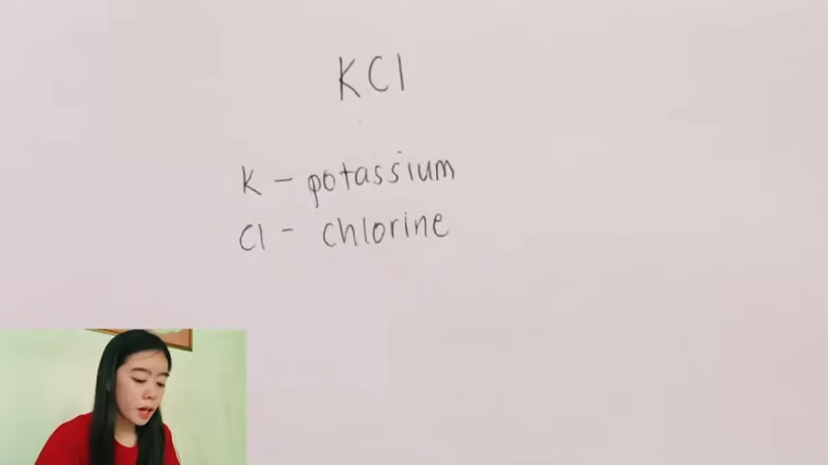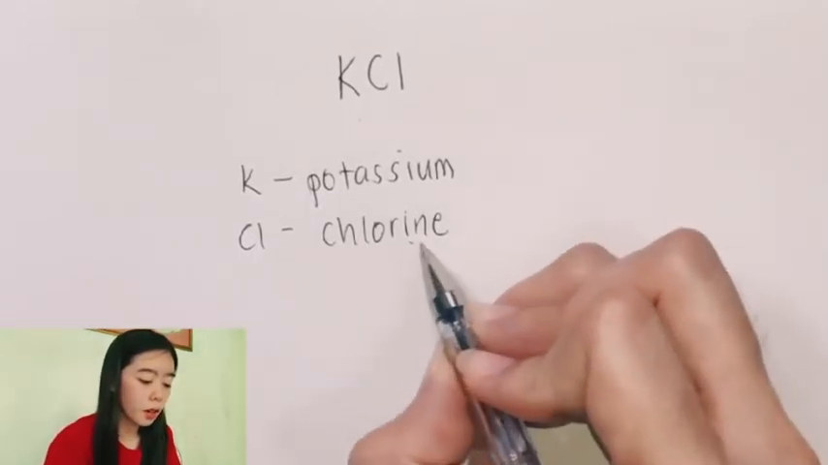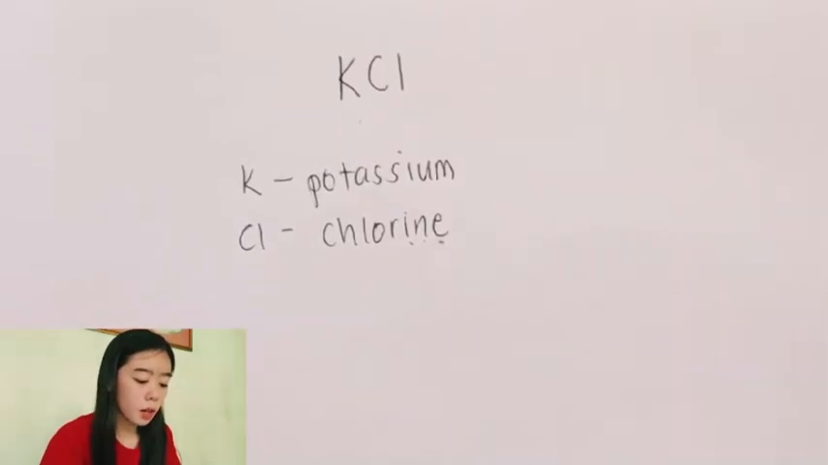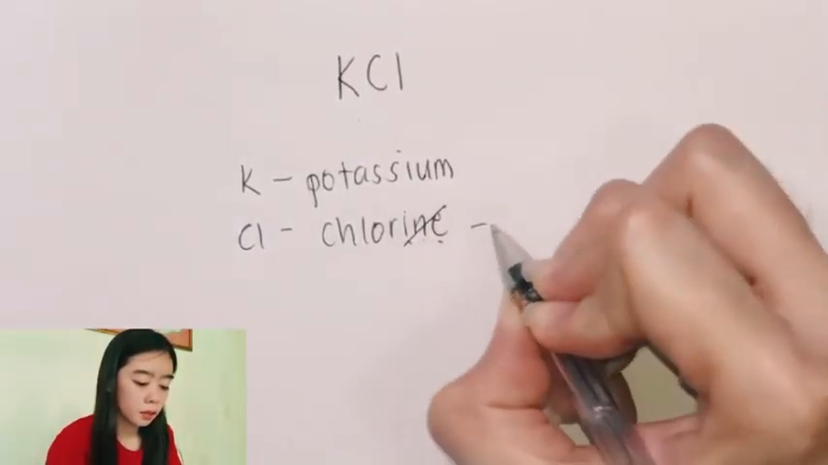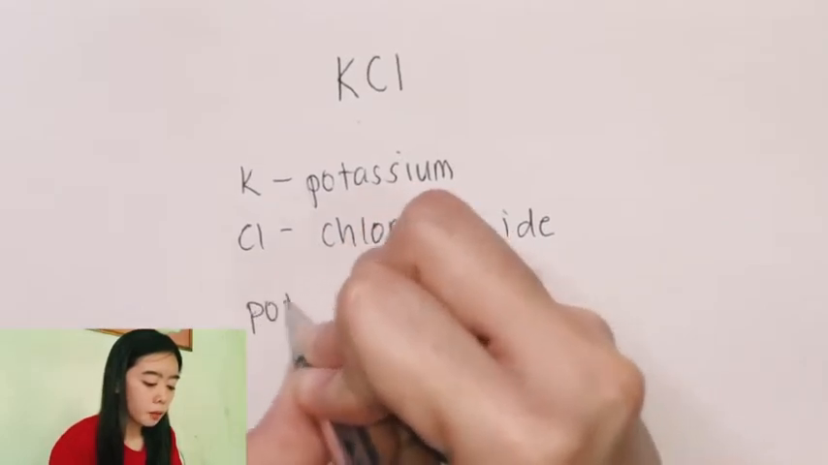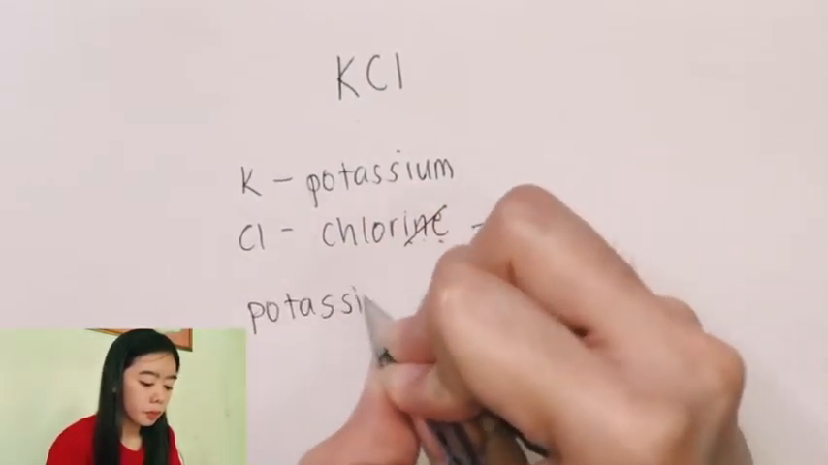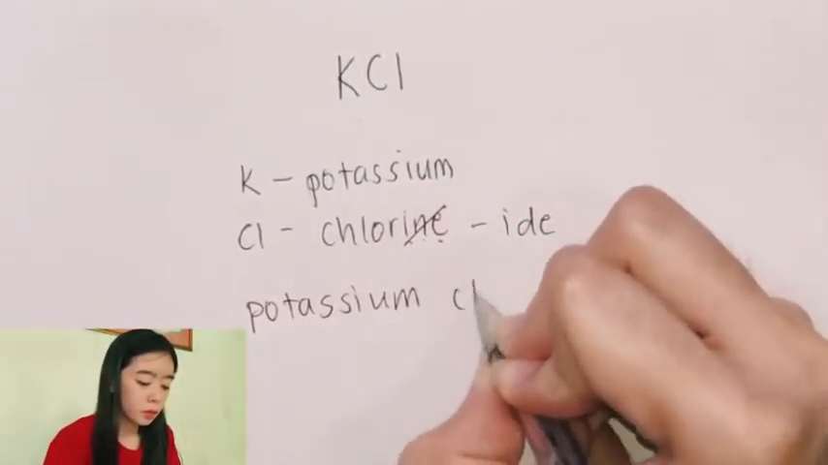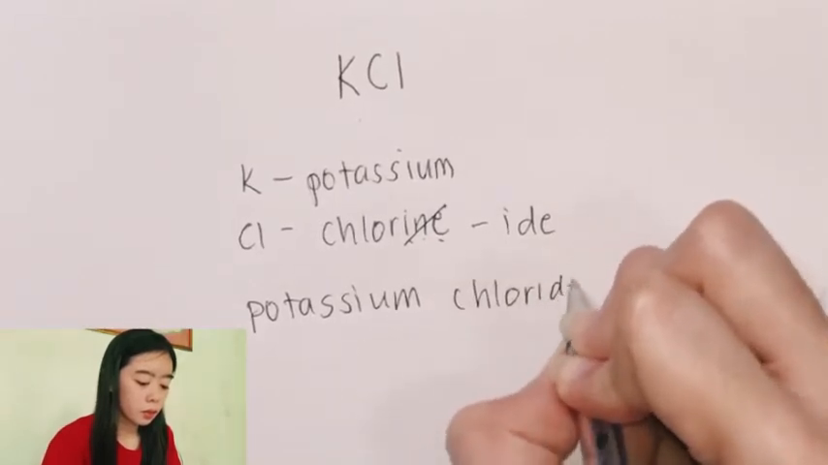But we replace the ending with IDE. So instead of INE, change it to IDE. So the name for KCl is potassium chloride.